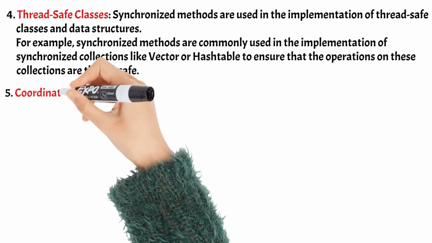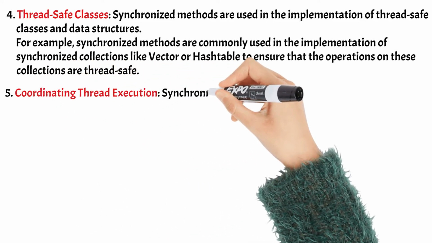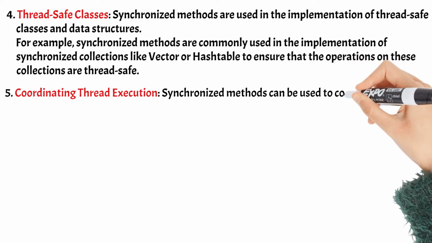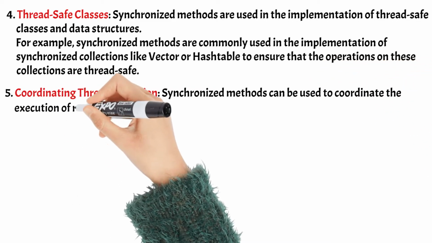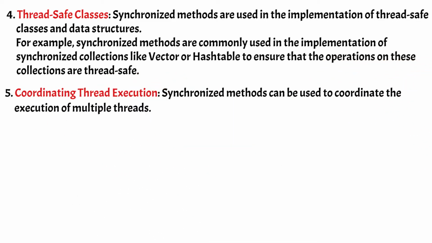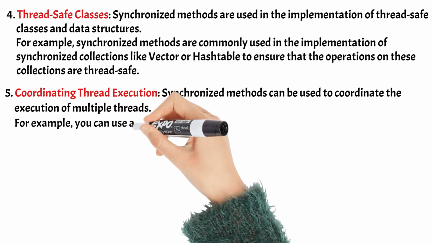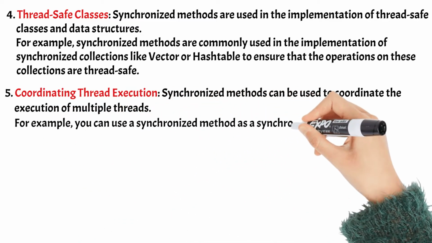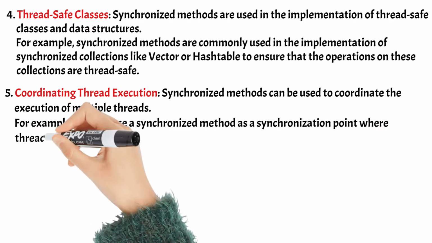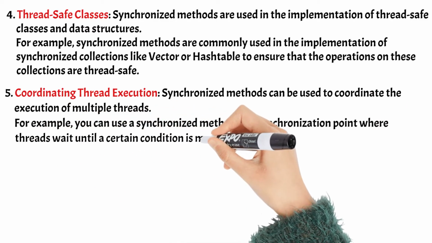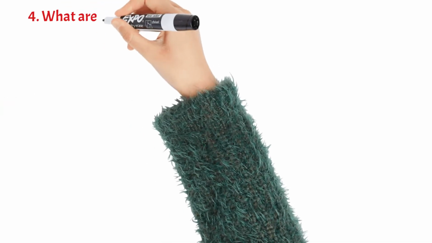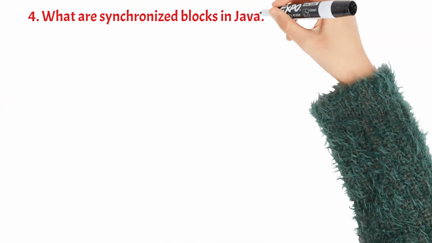5. Coordinating thread execution. Synchronized methods can be used to coordinate the execution of multiple threads. For example, you can use a synchronized method as a synchronization point where threads wait until a certain condition is met before proceeding.